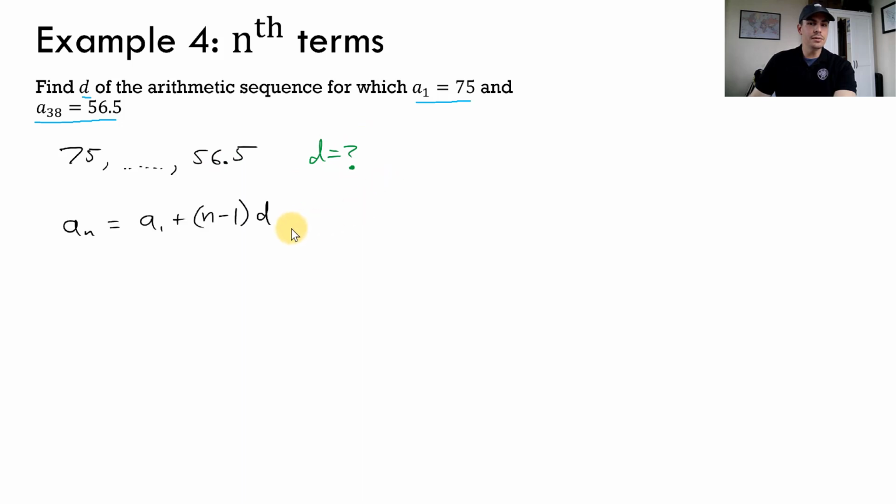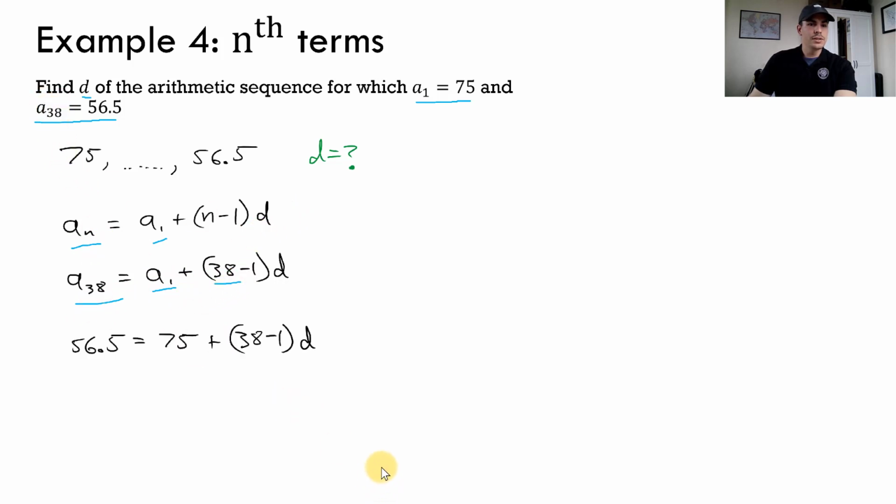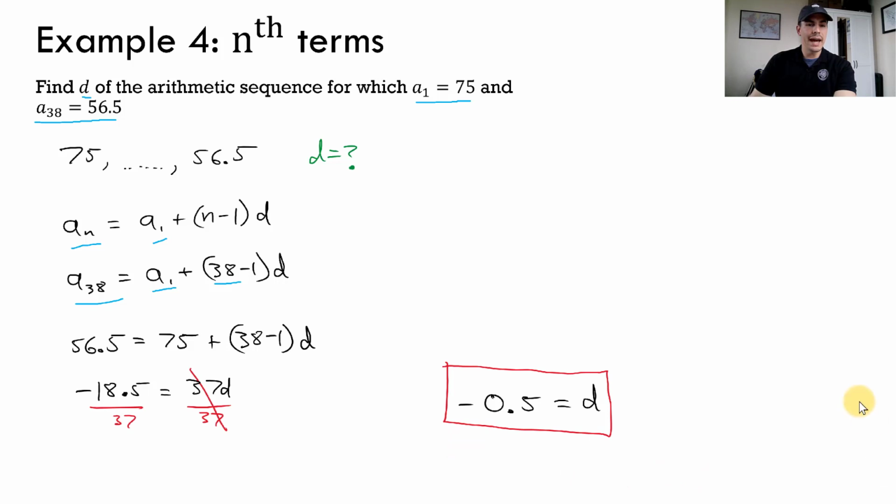We can do that again using this formula. All we're going to do is plug in a sub 38 equals a sub 1 plus 38 minus 1 times d, and we have values for both a sub 1, a sub 38, and n, right? We know n is going to be 38 because that's what this value is here. So when we plug that in, we can just start solving this for d, divide by 37 on each side, and we find that d is equal to negative 1/2.